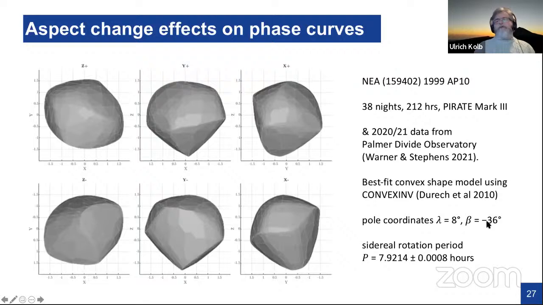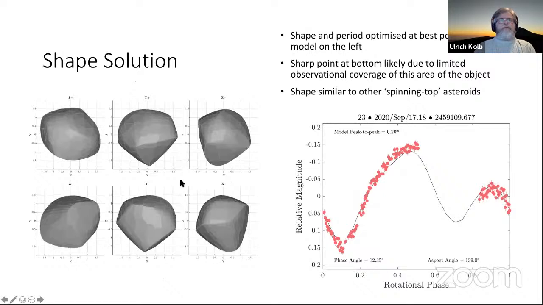So 36 degrees off the ecliptic plane. Therefore, the rotational axis does not sit perpendicular to the ecliptic in this case at all. And the rotation period is about 8 hours. Okay, so in the next slide, see this again.